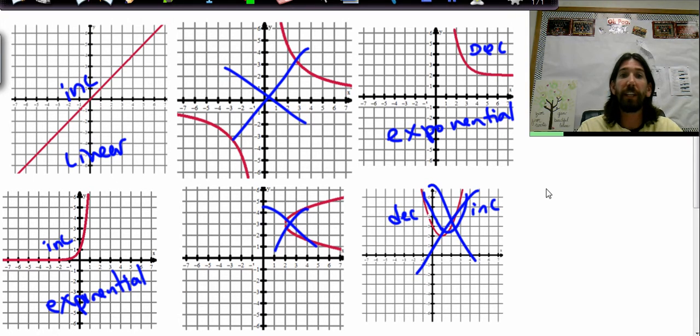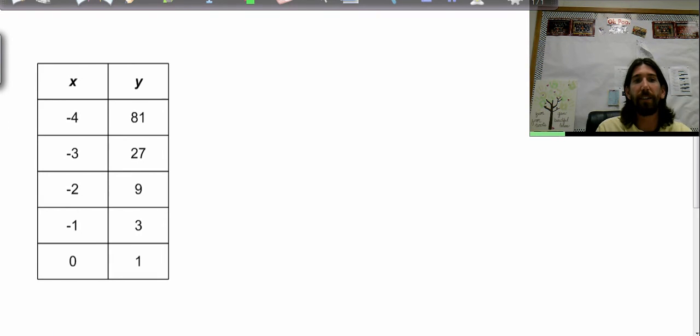Alright, after looking at some of these graphs and identifying which ones are exponentials, let's see if we can identify what tables are exponential. Again, check to see if we can cheat. +1, +1, +1, +1. That means we can just study our first differences.